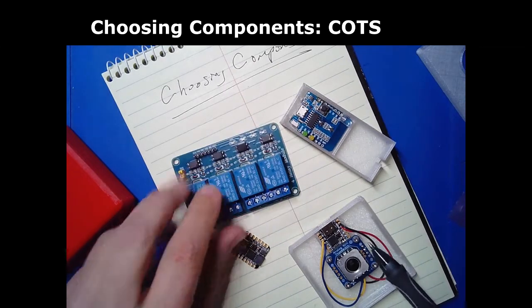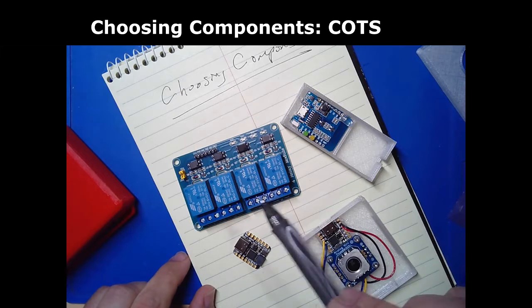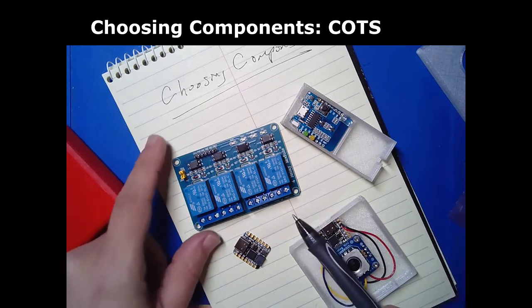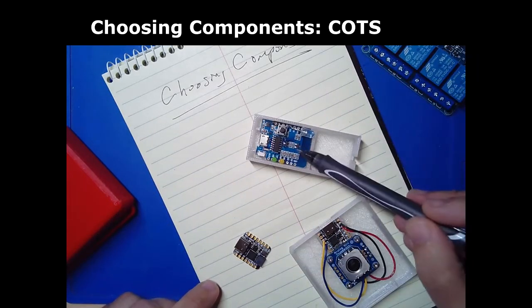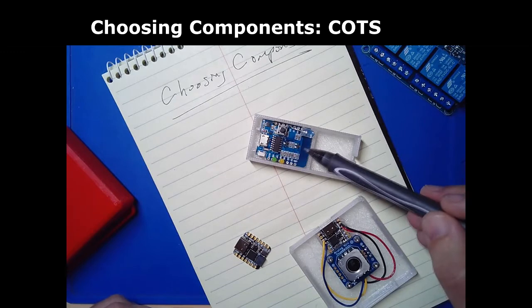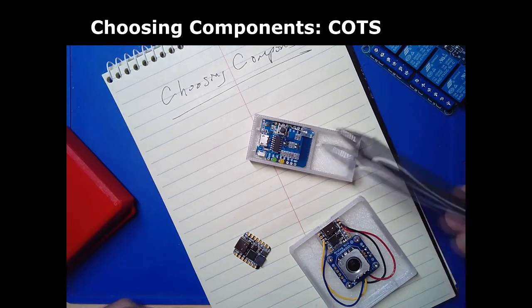This relay board I could have custom designed, but there is no way I would be able to do it as inexpensively as I could purchase it. This wireless board, same thing, is a very common ESP8266. There are millions, probably billions made. Right off the shelf, I have Wi-Fi.